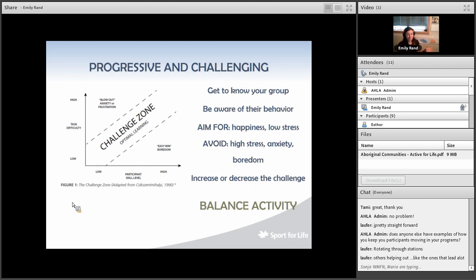So we've actually now been sitting for a little while if we are all sitting at home. So I encourage you to get up out of your chairs. We're going to do a little balance activity, which really demonstrates this idea of progressive and challenging.